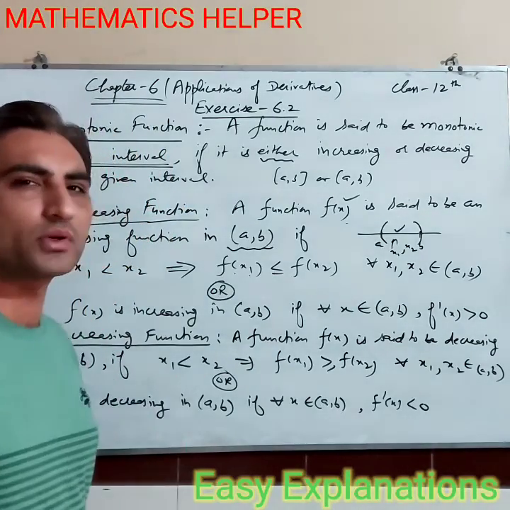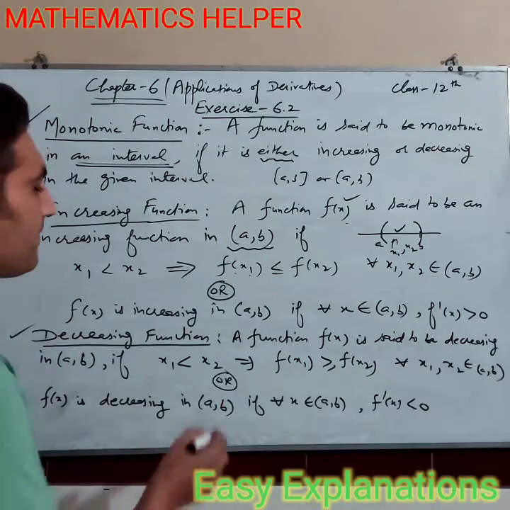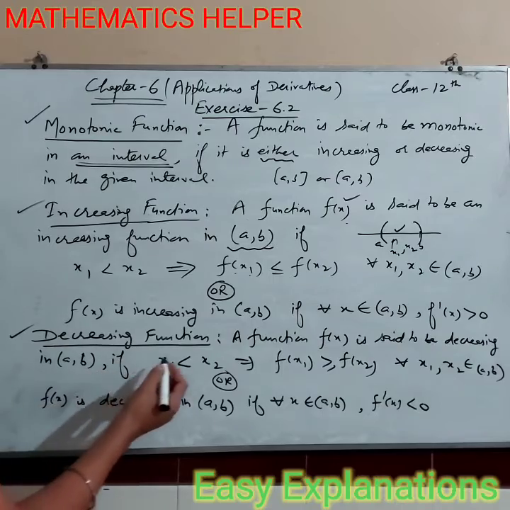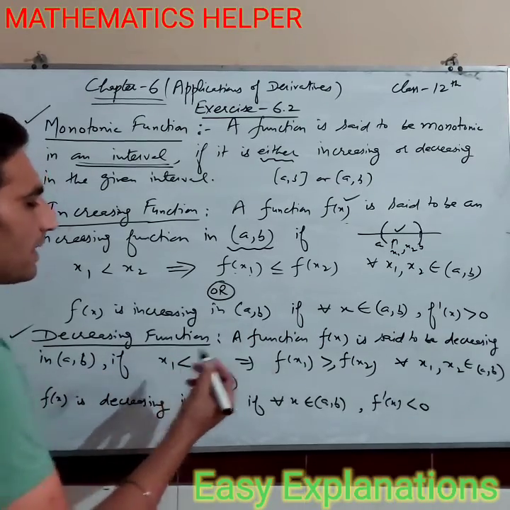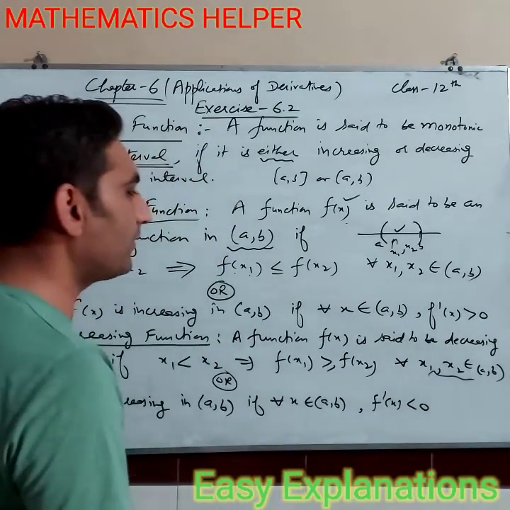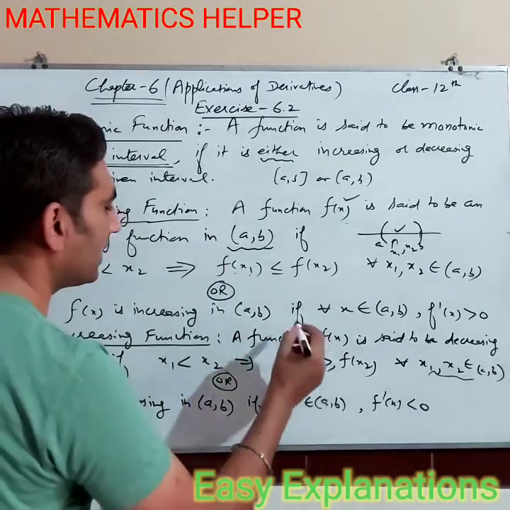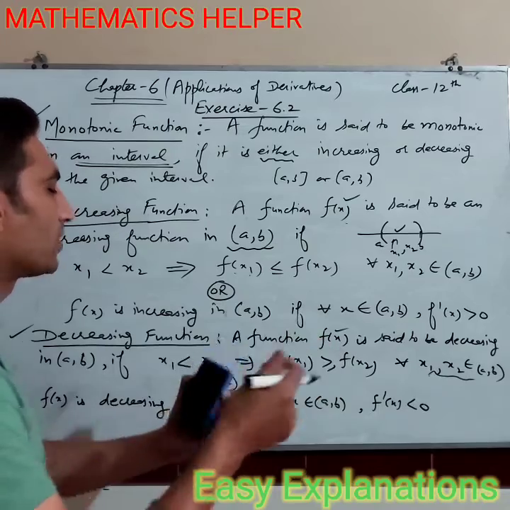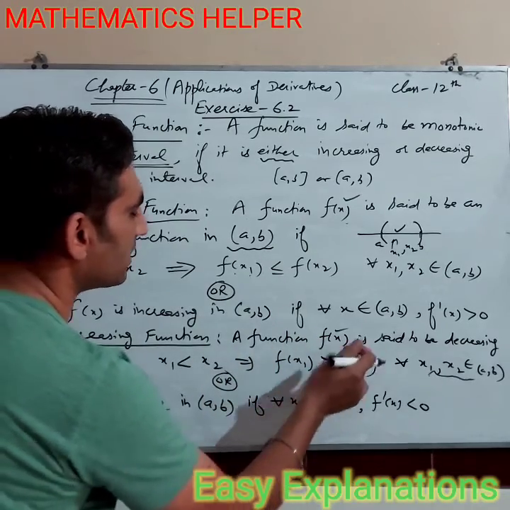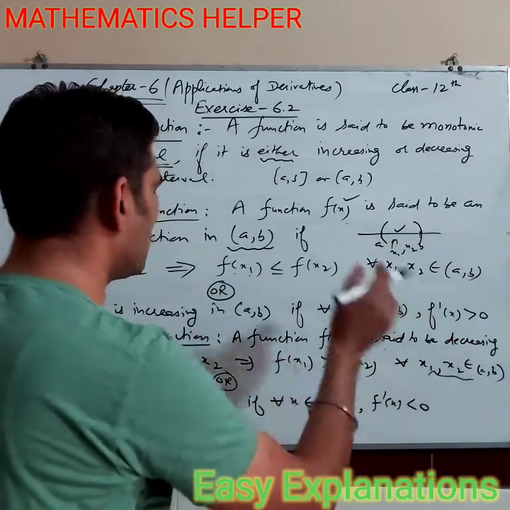Now think about its opposite. Opposite means a decreasing function. When we say a function is decreasing, a function f(x) is said to be decreasing in AB if x1 less than x2. Two members from the open interval we have taken, x1, x2. But when you put these numbers in the statement of f(x), you will see the opposite result. That is, f(x1) is greater than or equal to f(x2). In that case, we say it is decreasing.